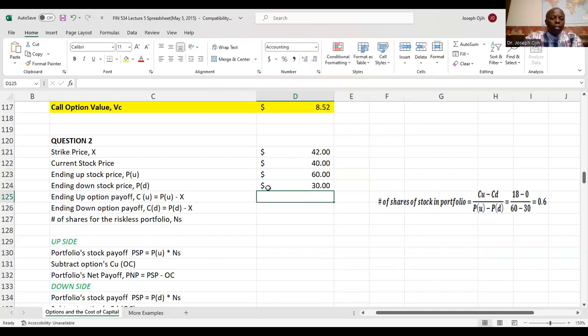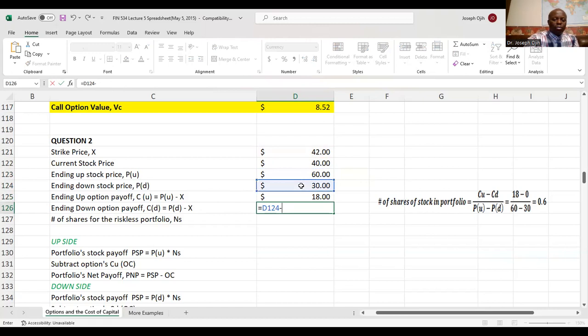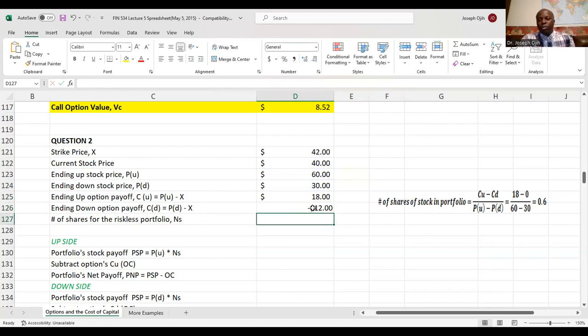Okay. Ending up option payoff, CU, you can get that from here, equals PU minus the strike price. Then for the down price, ending down option payoff, it's the price of down minus the strike price. It's negative again. If it's negative, it means that you lose money if you exercise the option. So the best thing is to not exercise it, so we're going to make it 0.